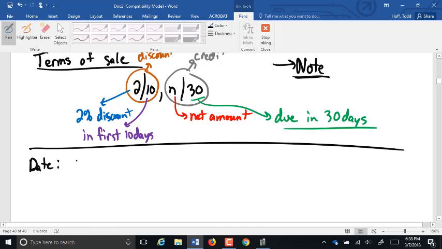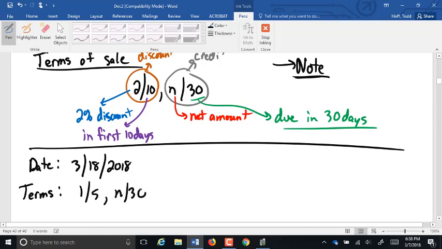So let's say we have an invoice that is dated March 18th, 2018. Looking in the future a little bit. And our terms: 1/5, net 30.